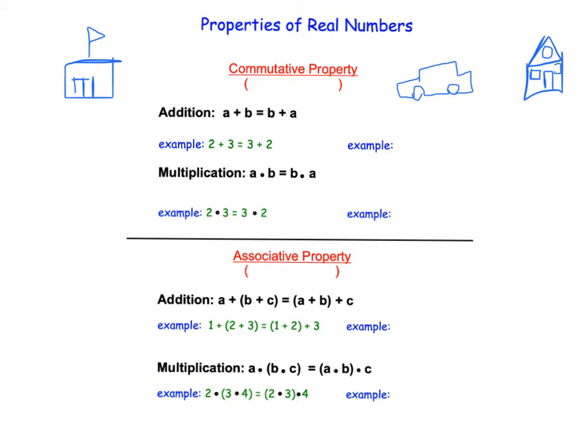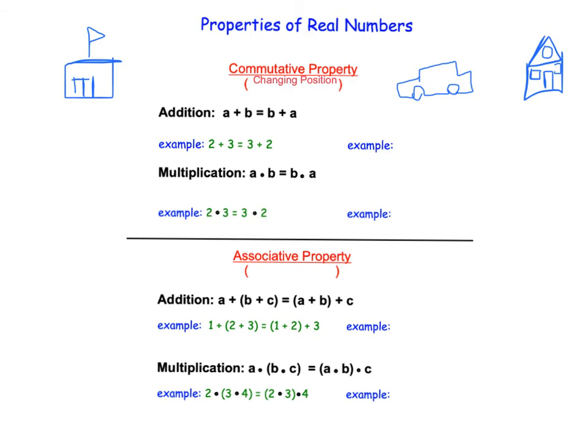The word commute means to change position. For example, you went from home today and you traveled somehow to school, and that's called a commute. So the commutative property you need to associate with the idea of changing position. For math, it means your numbers are changing position.